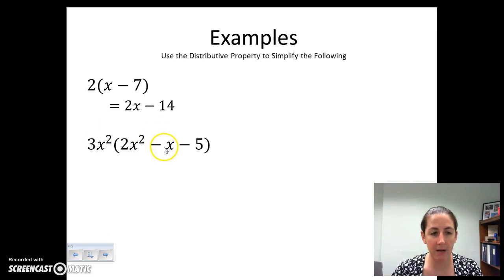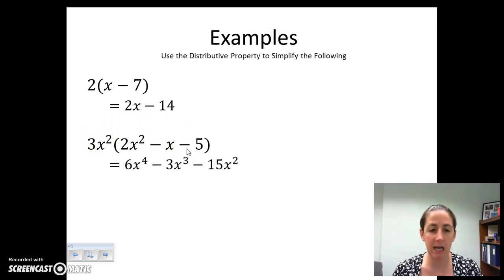Distribute the 3 to the negative x, that's just going to be a negative 3. x squared times x becomes an x cubed. And then the 3 times negative 5 gives you the negative 15, and the x squared will tag along. Take a quick look. There are no like terms. That is your simplified answer.